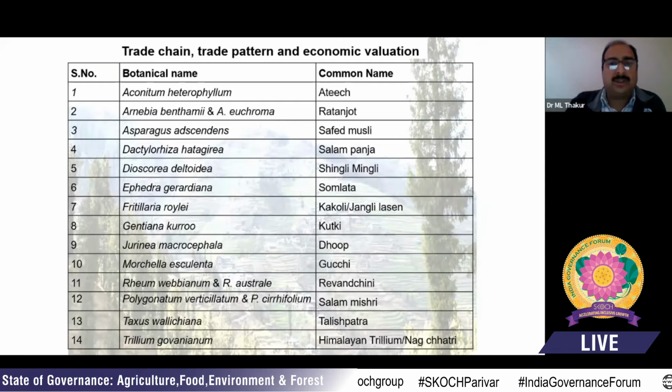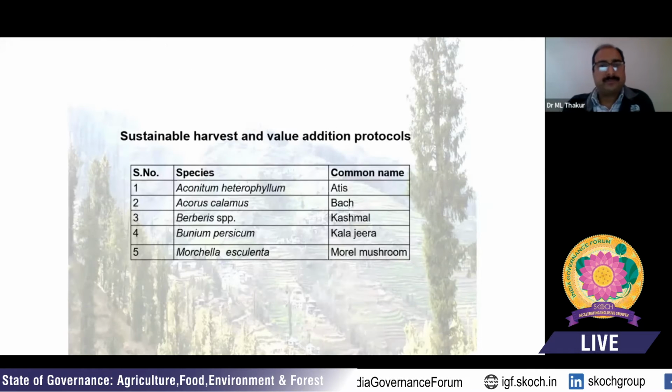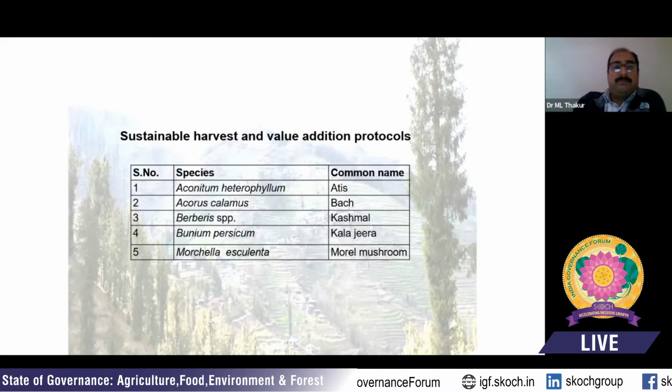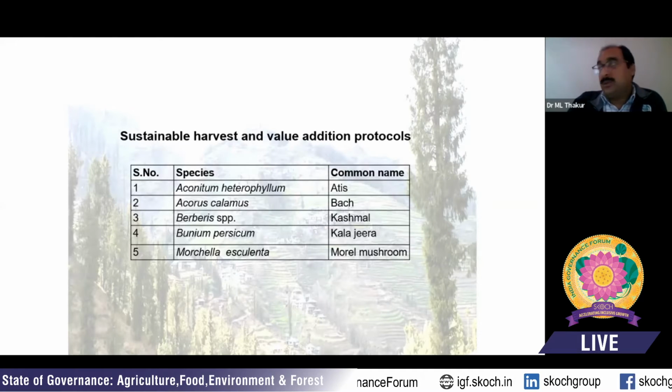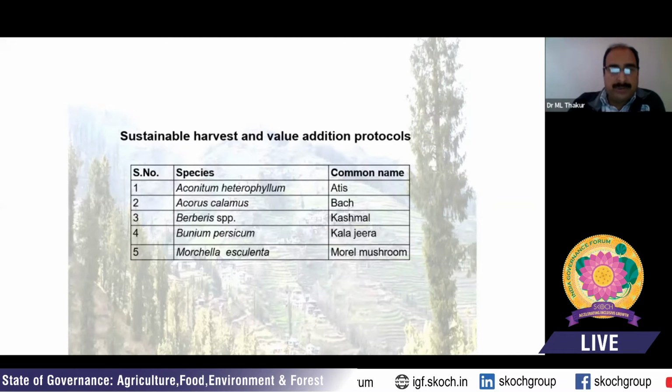We have done value chain analysis of some 14 very important, unique and endemic species which are found in the state of Himachal Pradesh and are in bulk demand in the industry. These include Atis, Ratanjot, Sweet Musli, Salam Panja, Singli Mingli, Somlata, Kakoli, Kutki, Dhoop, Guchi, Revanchini, and so on. We have prepared the sustainable harvest and value addition protocols for 5 important species. These include Aconitum heterophyllum, Acorus calmus, Berberis, Bunium persicum, and Morchella esculenta.